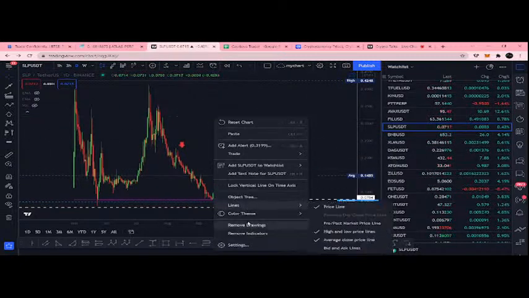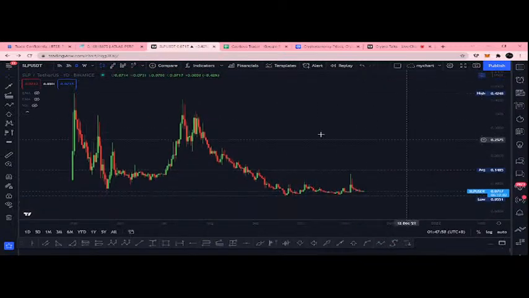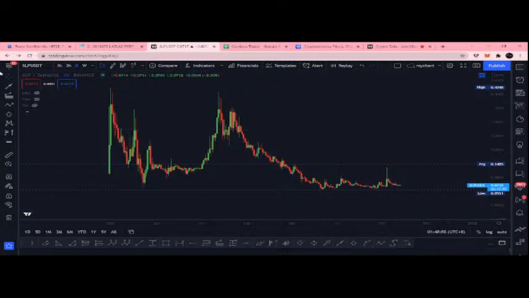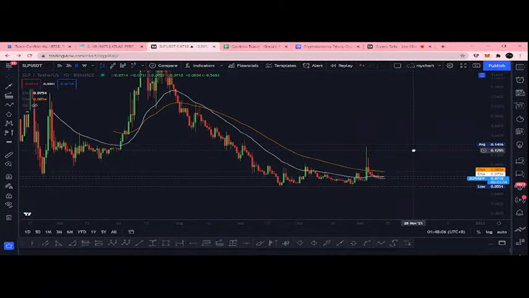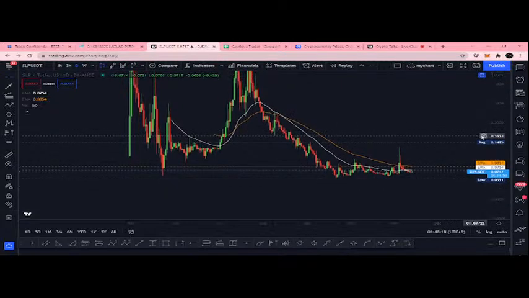Wait lang ah. Let's remove everything. The last time I traded this is at 0.06. But it's really trying hard, trying hard to break.